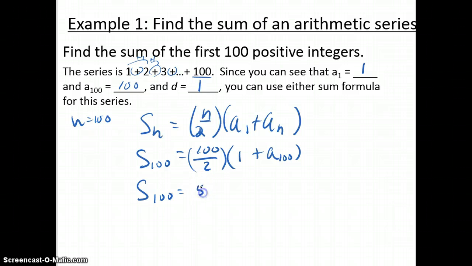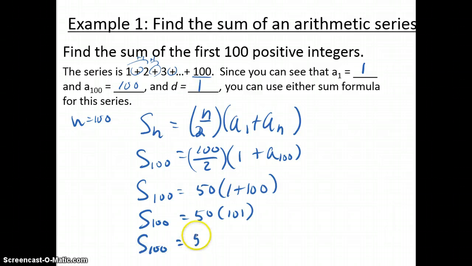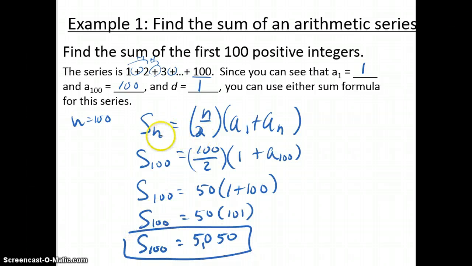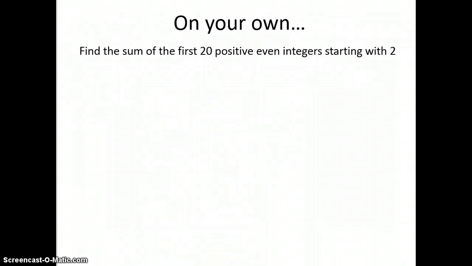Now we're going to simplify some things. We have 50 times 1 plus a sub 100, which was 100. So if we're finding the sum of the first 100 numbers, it's 50 times 101, which is 5,050. Basically what we're doing is defining certain values and then plugging them into the formula to find the sum of the first 100 positive integers.